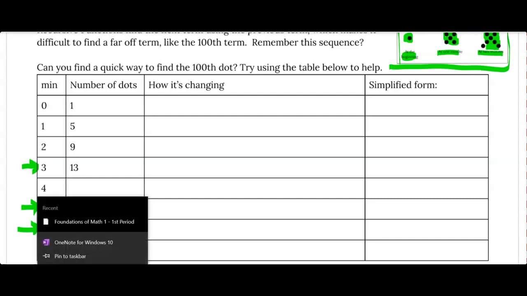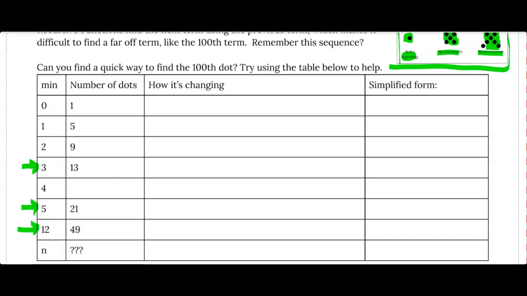So to get from 1 to 5, we added 4. So 5 was 1 plus 4. Then to get to 9, we added 4 to 5. So we had 1 plus 4 plus 4. And then to get to 13, we added 4 to 9. So that's 1 plus 4 plus 4 plus 4.